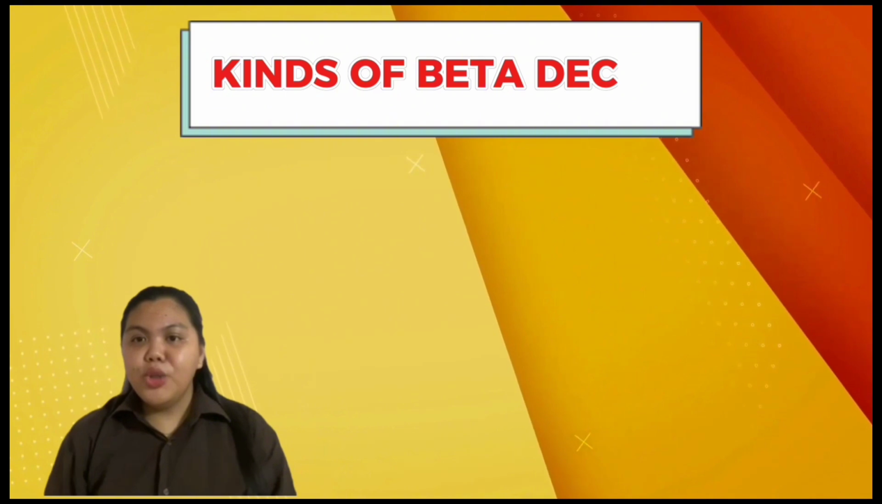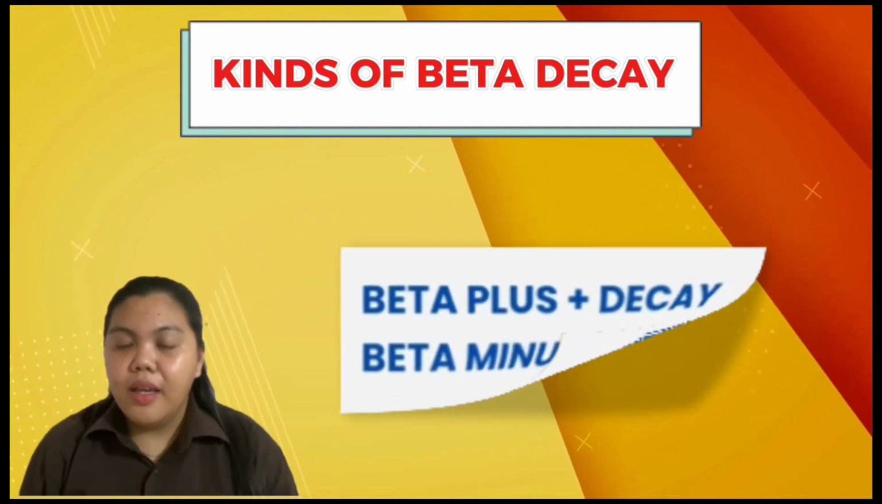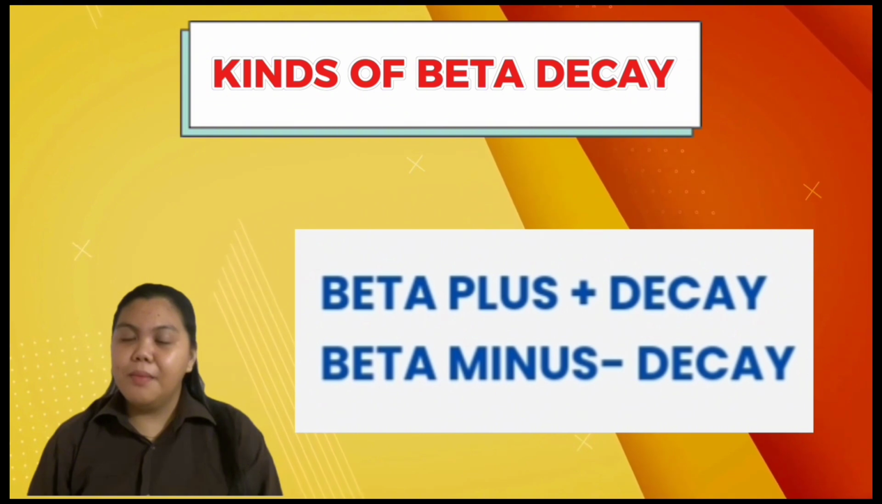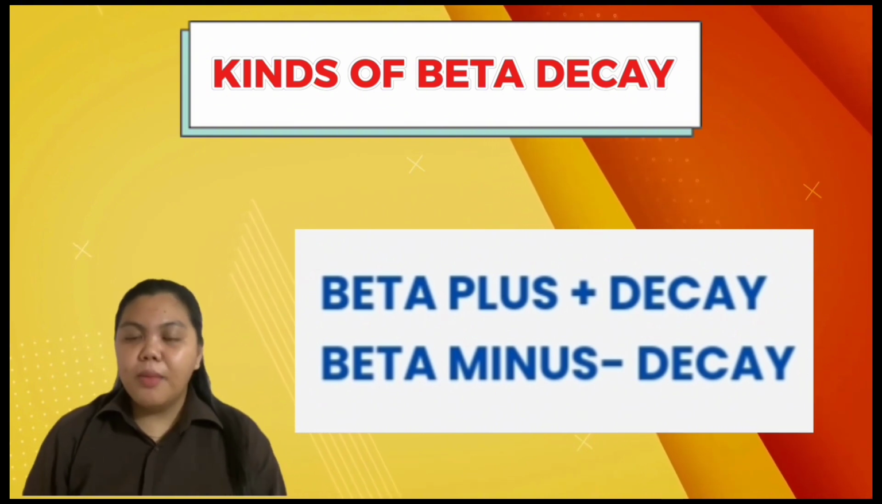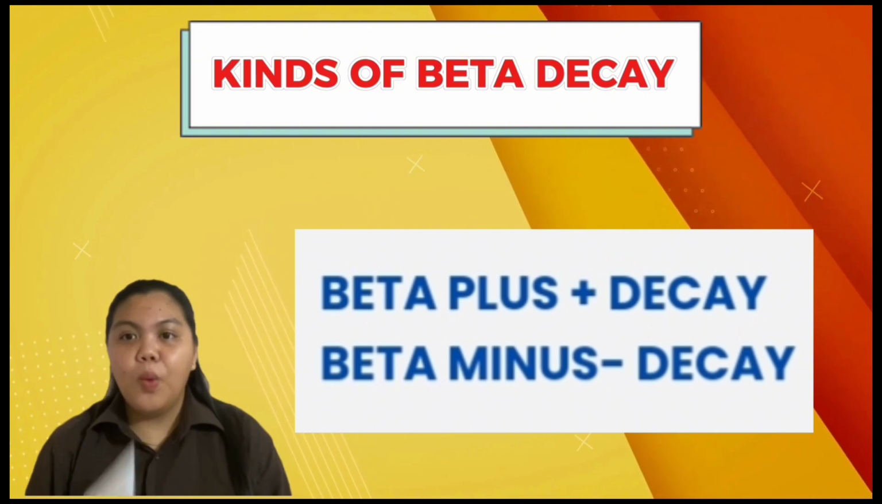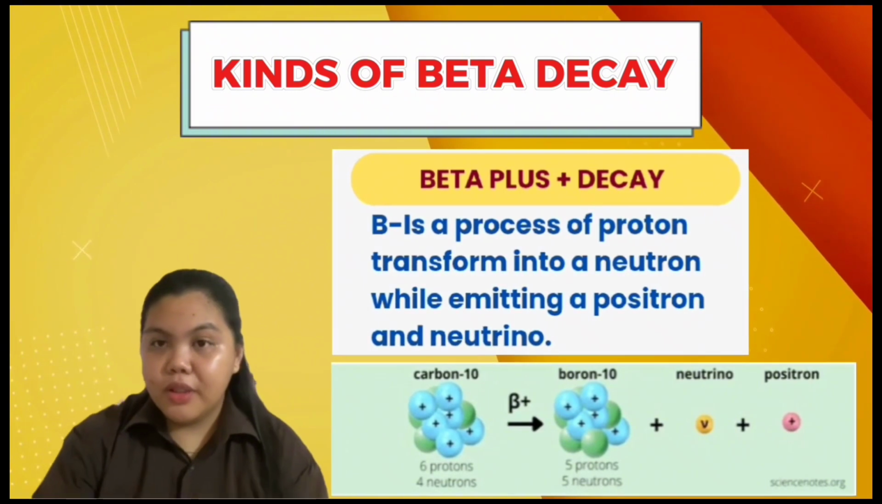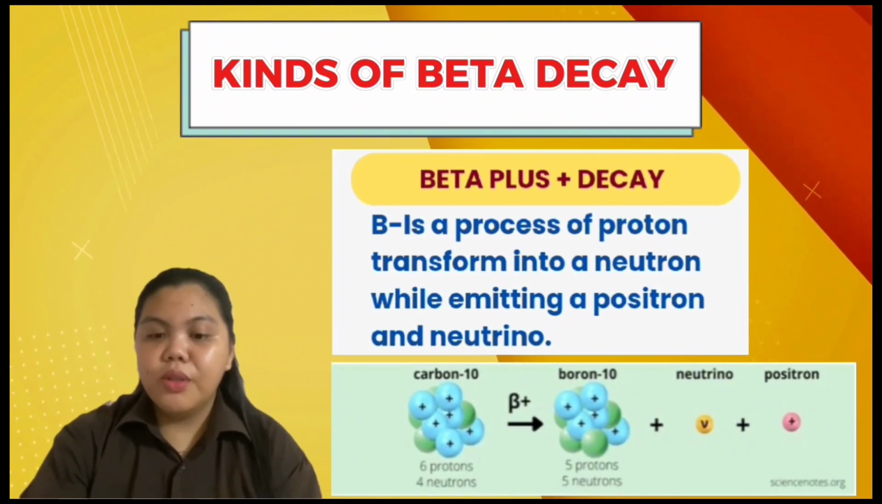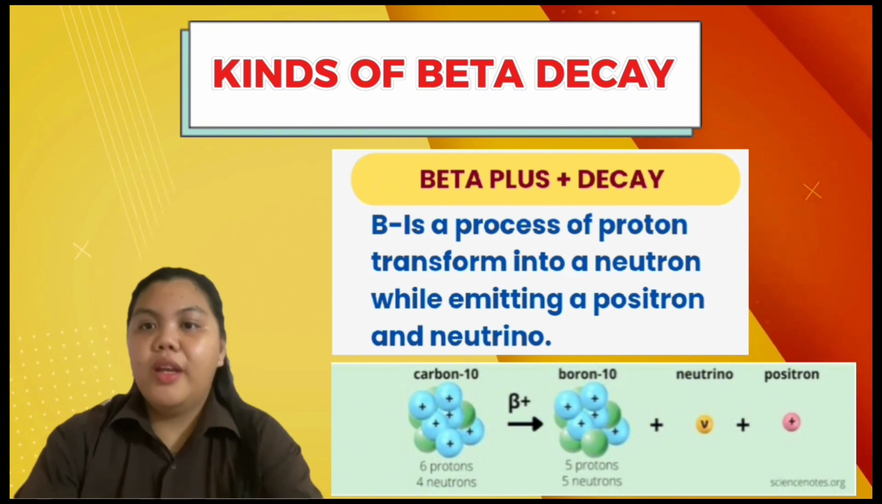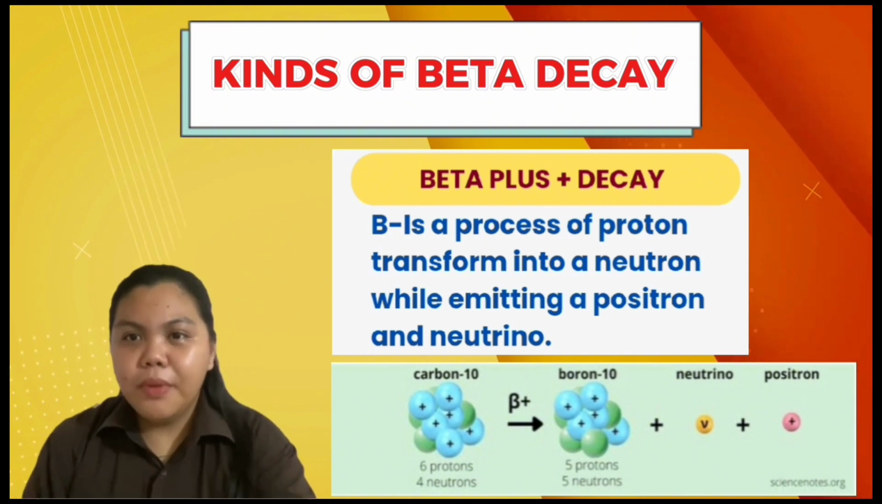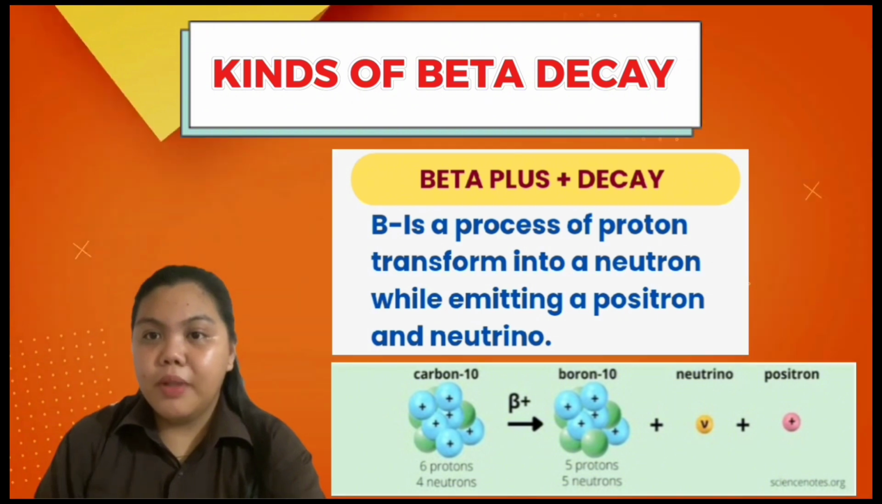Now, there are 2 kinds of beta decay: the beta plus decay and the beta minus decay. Let's talk first about the beta plus decay. What is beta plus decay? Beta plus decay is a process in which a proton transforms into a neutron while emitting a positron and a neutrino. The example provided on the screen is a beta plus decay.